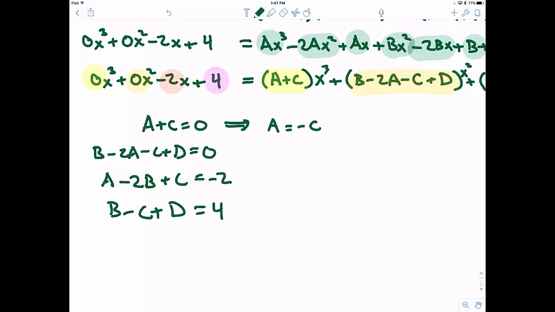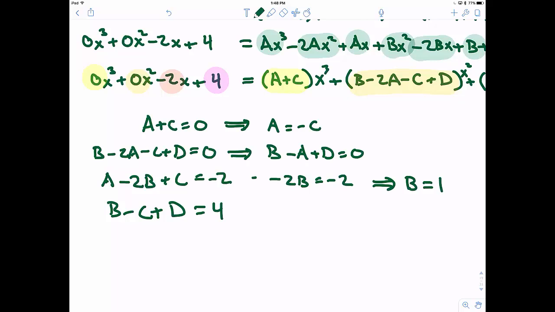This first one says that a is equal to negative c. So now let's write this into our other equations. Everywhere we see a negative c, we're going to put an a. So in this case, it has a negative c, so we're going to put plus a. That's going to be just b minus a plus d equals 0. In this one, we have not a negative c, but a positive c, so that's the same thing as negative a. So a minus a, that's nice. We get negative 2b equals negative 2, so that implies that b has to be 1. That's nice. And then finally here, instead of that negative c, I'll put an a.